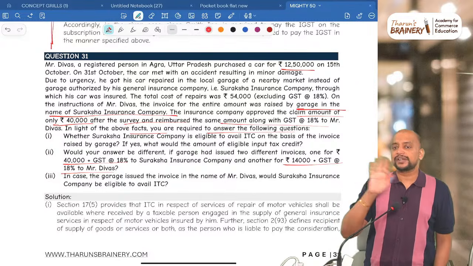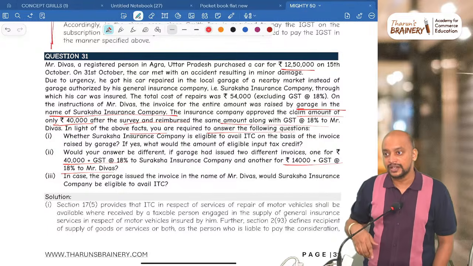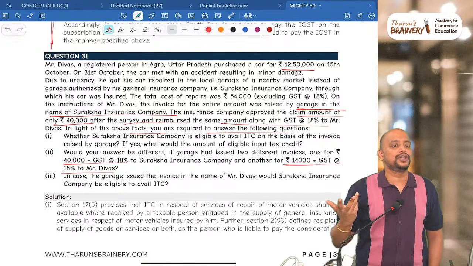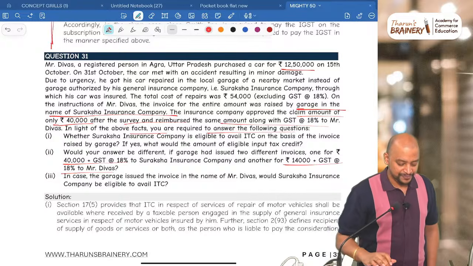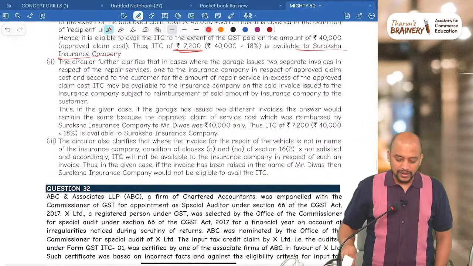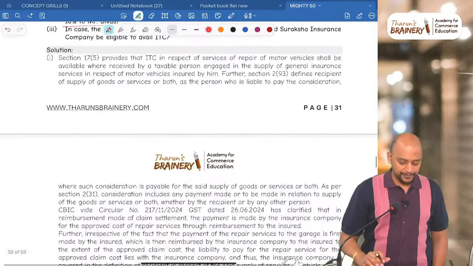But the insurance company cannot take ITC on that 14,000 as the invoice is not in the name of the insurance company. Even if the insurance company had an invoice for the full amount, they can take ITC only to the extent of 7,200. So that is the answer we need to write in this case. Only 7,200 rupees is available to Suraksha Insurance Company.